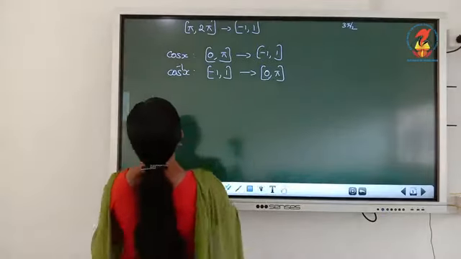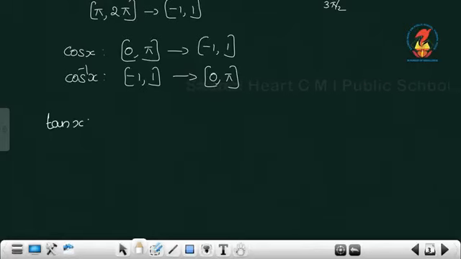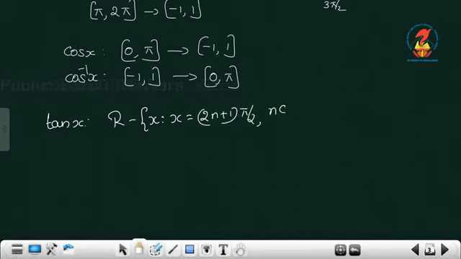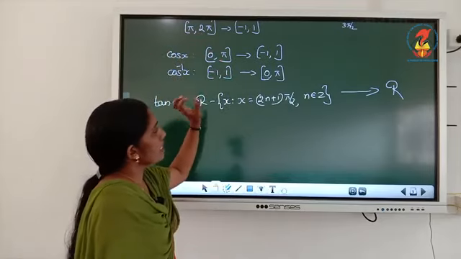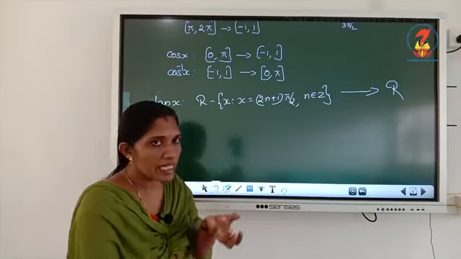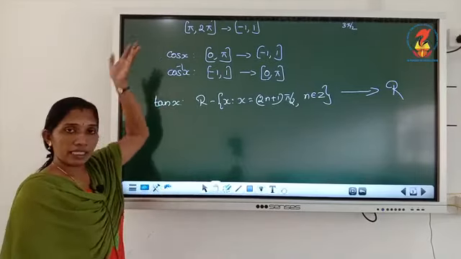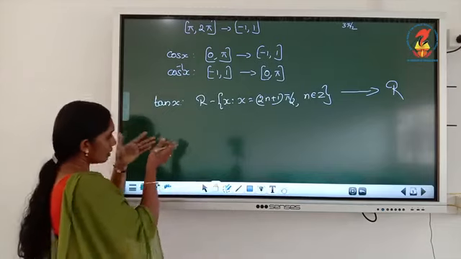So the next one is tan. The domain of tan is R minus the set of all x such that x is equal to, tan means sin by cos, so multiples of pi by 2 we have to subtract, where n belongs to Z, and its range is R. Then clearly this function is not 1-1. As in the previous cases, we have to divide this into subintervals. So tan is just like sine inverse. In that way we can divide.